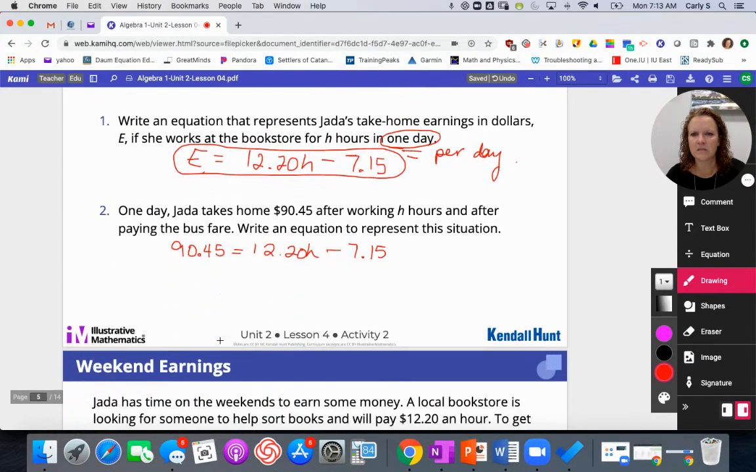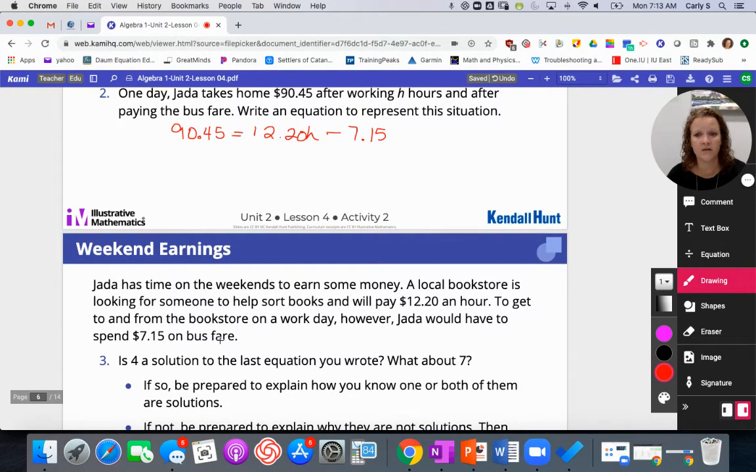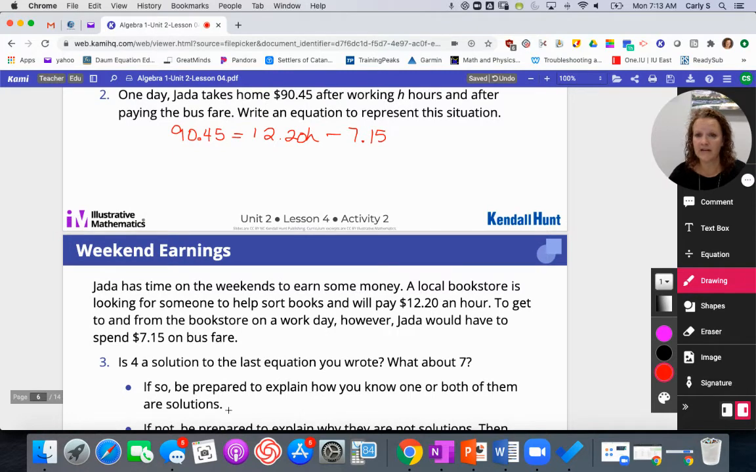I know I split up the slide into two, so I want to keep that there. But you guys have all of this in front of you. It's okay if I move my slide away. Now, number 3 says, is 4 a solution to the last question you wrote? I'm doubtful that 4 hours is going to make that much money, but let's check.